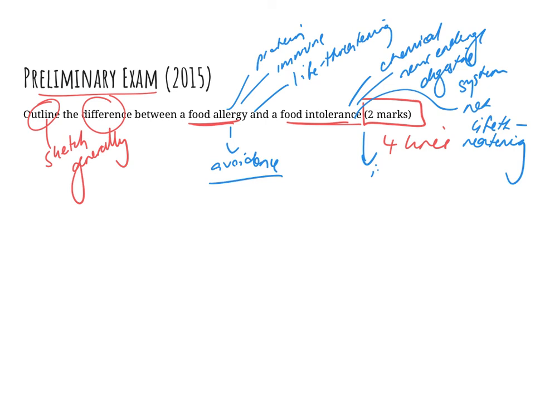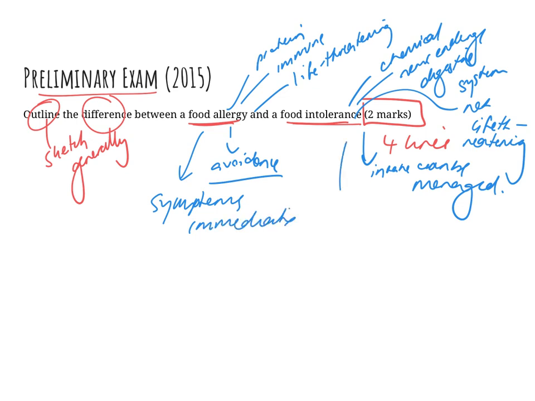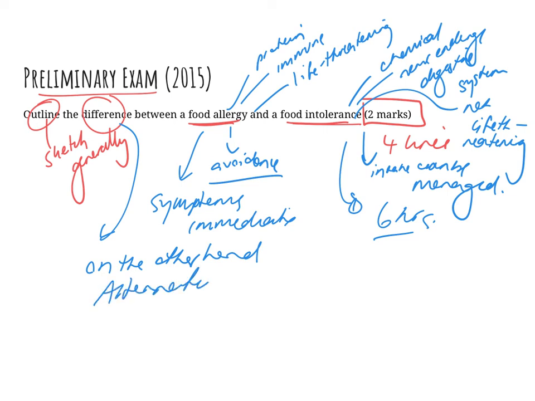whereas an intolerance intake can be managed. For example, if someone has lactose intolerance, they can still have lactose, but in small quantities, around 100 mils of milk a day. With an allergy, the symptoms are immediate, whereas with an intolerance, the symptoms can take a minimum of 6 hours to actually show. So when you're looking at language of differentiation, you're using words or terms like on the other hand, alternatively, unlike, okay? And this language means that you're addressing that component of the question, which is asking you to talk about the difference between.